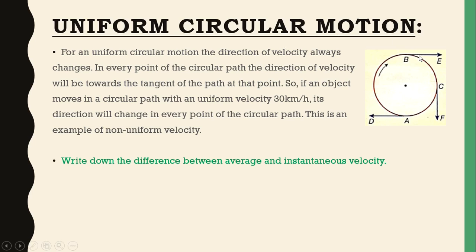At every point of the circular path, the direction of velocity will be along the tangent of the path at that point. That is, suppose at point B the direction of velocity will be towards BE, at C towards CF, and at A towards AD. BE, CF and AD are the tangents at B, C and A respectively.